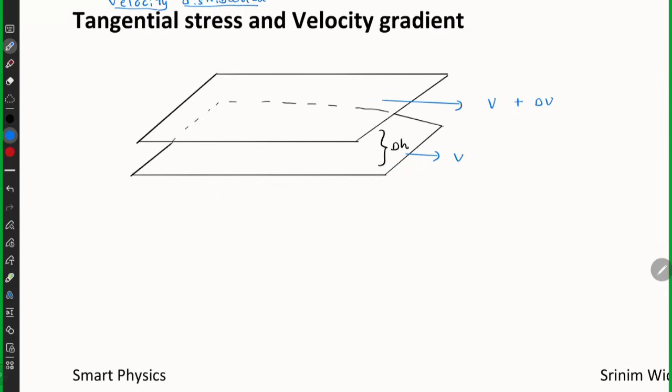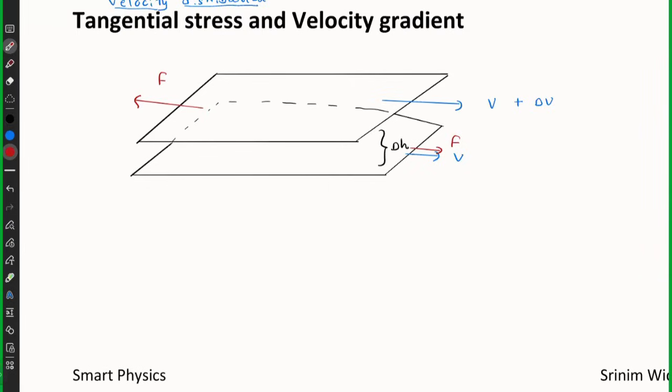Now, when the top layer is trying to slide over the bottom layer, you can see the top layer has a greater velocity than the bottom layer. Then there's going to be relative motion. Then there's going to be friction. So as I mentioned, there's going to be a backward force on the top layer, and the bottom layer is going to experience a forward push, a forward force that moves the bottom layer.